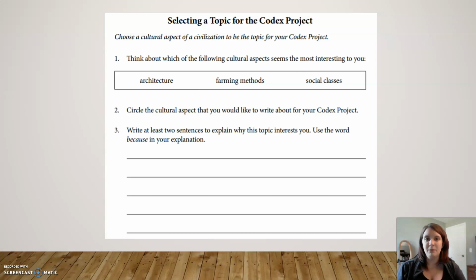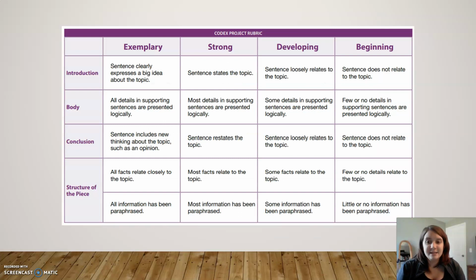Don't just say, because it's cool, because I'm interested. We want more specific details. We want you to support it and make it more detailed so we can figure out if that's definitely something we want you to continue working on. So remember, you're picking architecture, farming methods, or social classes. This is very, very important, and you will see this whenever I talk about the Codex project. I will be posting this as well. This is your rubric. This is how your Codex project will be graded.